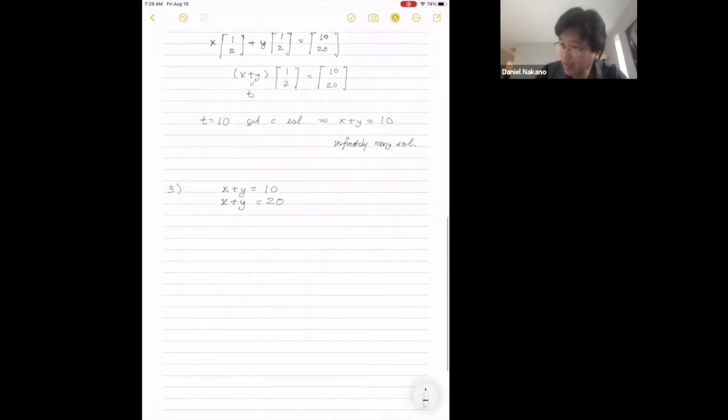And let's try to do the same thing with the vector equations this time. So I take x times (1, 1) plus y times (1, 1) is equal to (10, 20). So I combine the x and the y again by just adding, and I have (x plus y) times (1, 1), and that's equal to (10, 20).